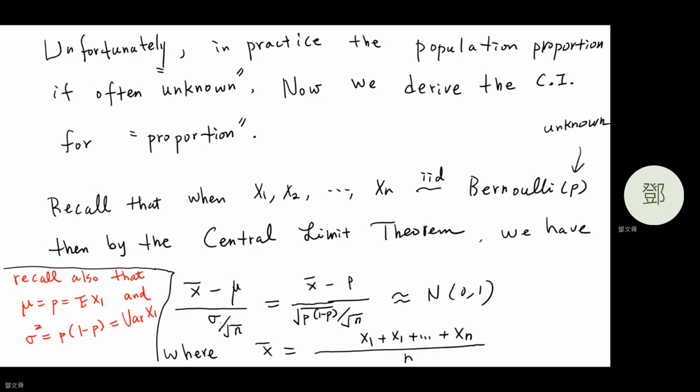Now we have this. Once we have this, we can use this to construct the confidence interval for what? For the population proportion P. This is what we want to infer. We will draw an inference for the value of P.